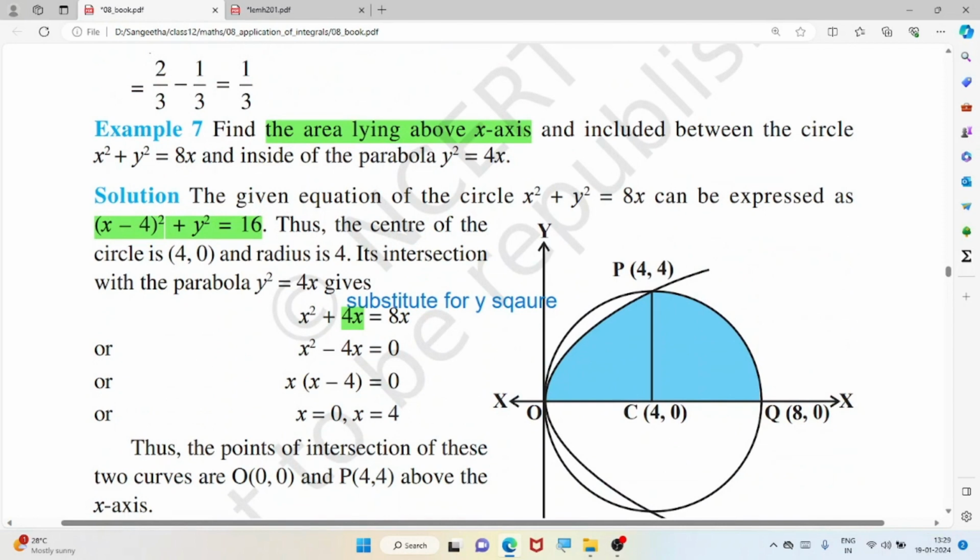So here, find the area lying above the x-axis and included between the circle and the parabola. Here one quadrant of the circle will come, but we have to subtract the parabola area from the circle area. So y square equal to 4x, x square plus y square equal to 8x. In this, you substitute y square equal to 4x for y square, so you will get this.